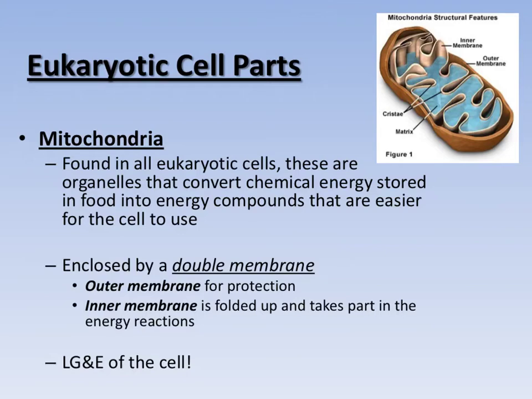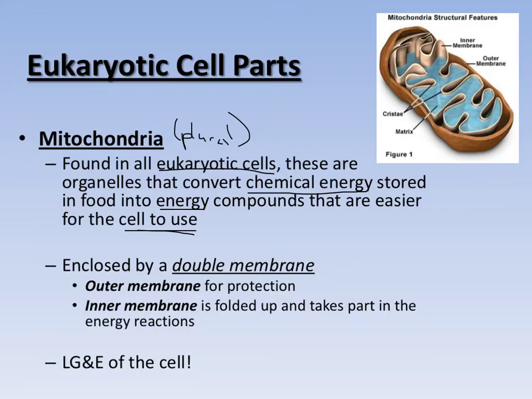Now, another super important organelle is called the mitochondrion. Mitochondria is actually plural. One of these is called a mitochondrion. And we're going to find these in all eukaryotic cells. And they are the places where we can convert chemical energy from foods into energy that the cell can use. So, in other words, they are sort of the energy factories of the cell.